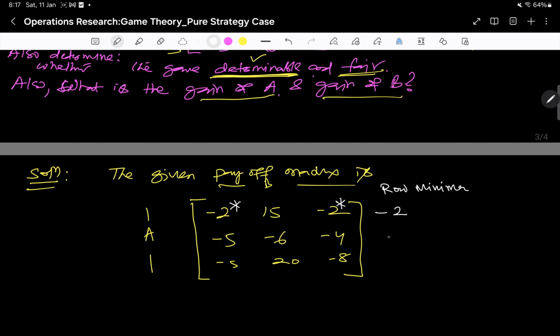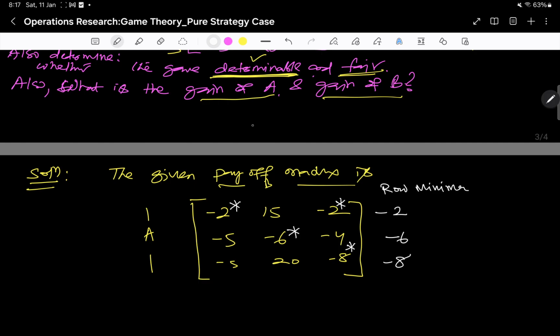In this row, the row minimum is minus 6. I mark it with a star. And the row minimum here is minus 8. I mark it with a star here, minus 8. So this is from A's point of view.